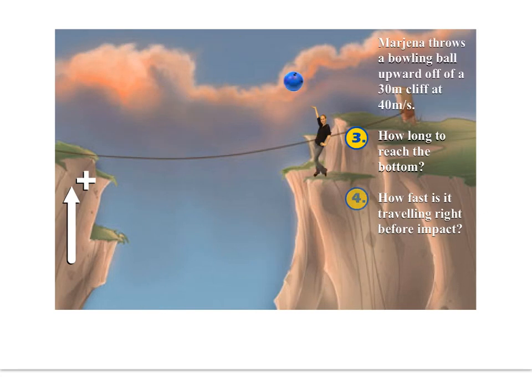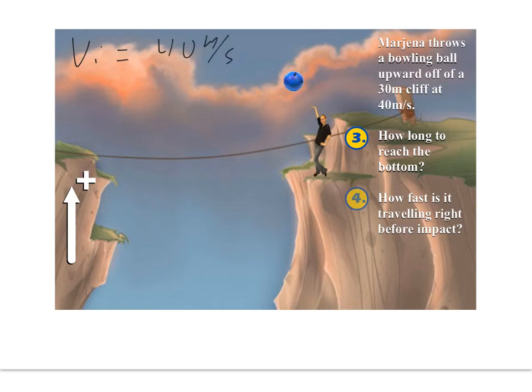All right, so let's try some more. Next we have Marjana here, and she's going to throw a bowling ball upwards off the cliff at 40 meters per second. So let's go ahead and write down that initial piece of information. Initial velocity of 40 meters per second, and she's going to throw this upwards.